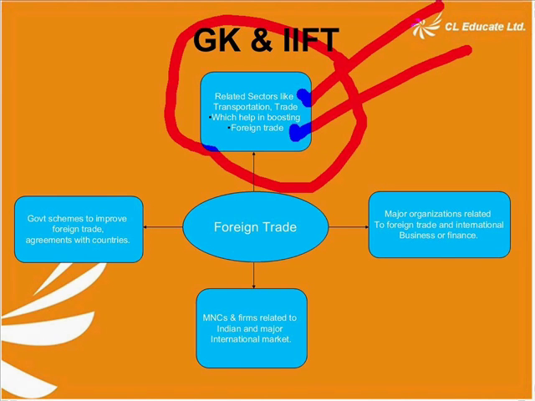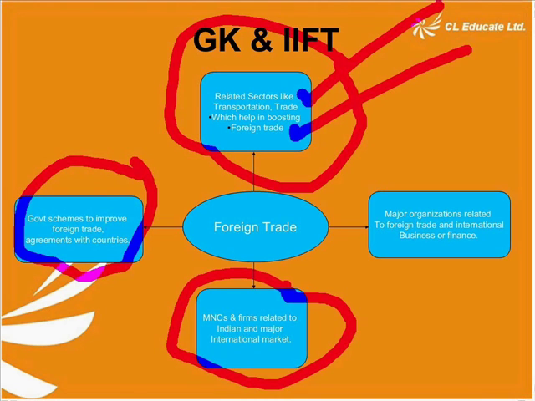Then major organizations related to foreign trade and international business or finance. Not everything. There are more than 500 organizations around the world which are active, but what you have to read is the current foreign trade and international business, the organizations which are related to foreign trade and international business. So I hope you are very clear of these tenets. Now again, as I said earlier, I repeat it again: you can have a look at these four.